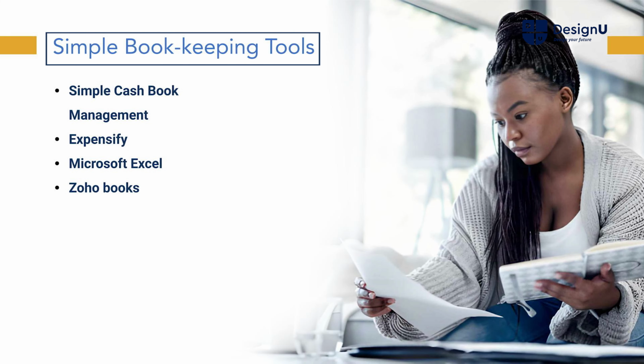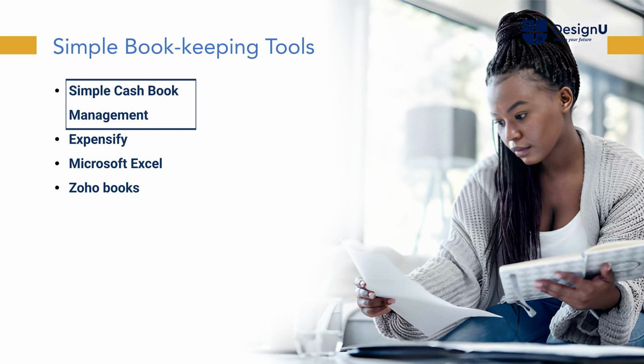Then, having learned all these things, it is then important to talk about the simple bookkeeping tools that you can use. These are AI-powered tools that you can also use to keep proper books of account at a very elementary level. One of them is Simple Cash Management. It's an app that you can download on Google Play Store or Apple Play Store on your phone and can easily help you track your cash in and out of your business and can tell you the cash balance available per time.